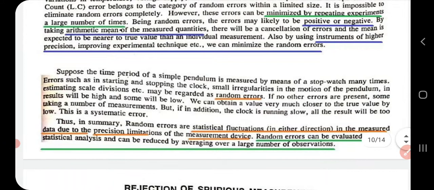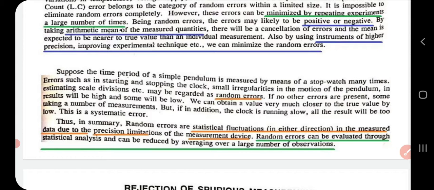Here they have given an example of measuring the time period of a simple pendulum by means of a stopwatch. One possibility of error while you are taking the period of a simple pendulum is that there will be error while you start the stopwatch. Similarly, there will be error while you stop the clock. All these errors will be reflected in your result, and they are counted as random errors. So depending upon that error, you will get a very long value or a very short value, that is a high value or low value. So you must have an idea about the true value that you get.